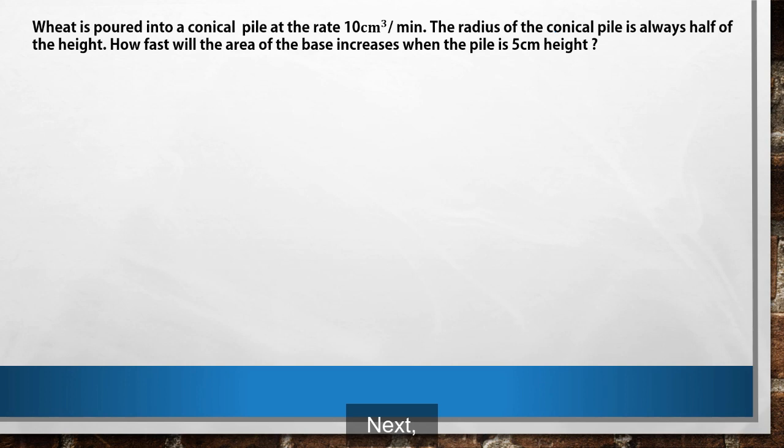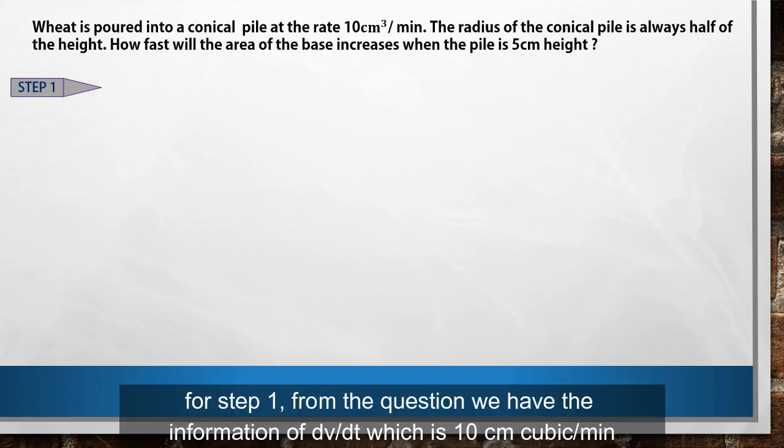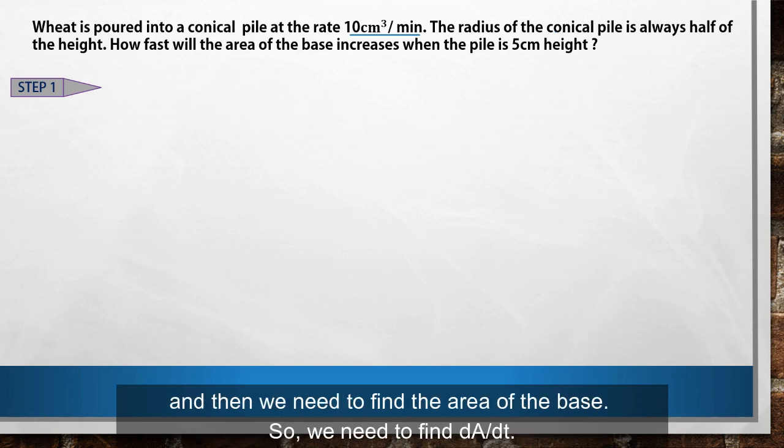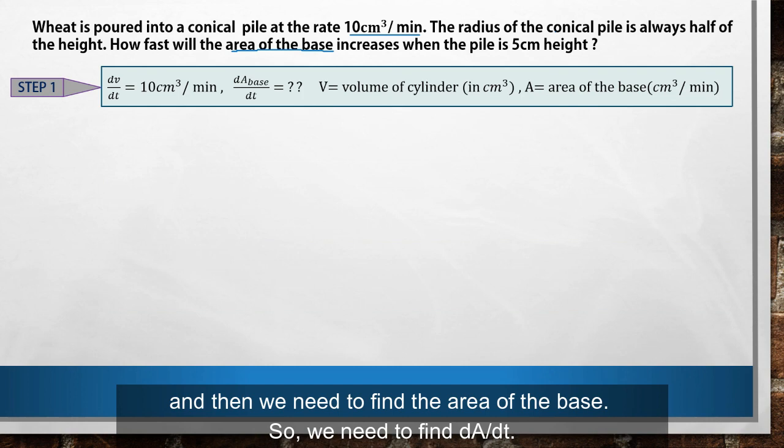Next, for step 1, from the question, we have the information of dv over dt, which is 10 cm cubic per minute, and then we need to find the area of the base. So, we need to find dA over dt.